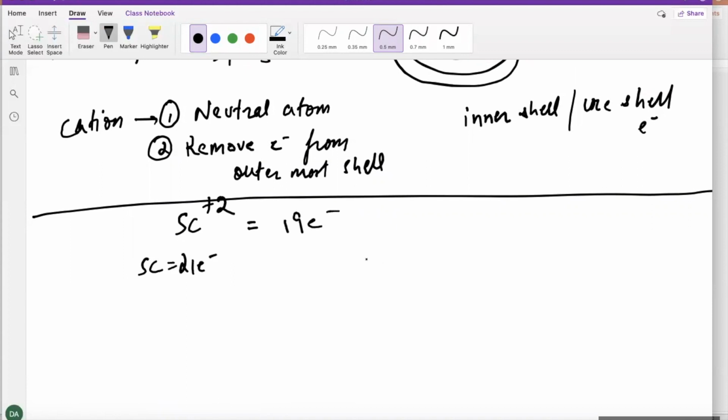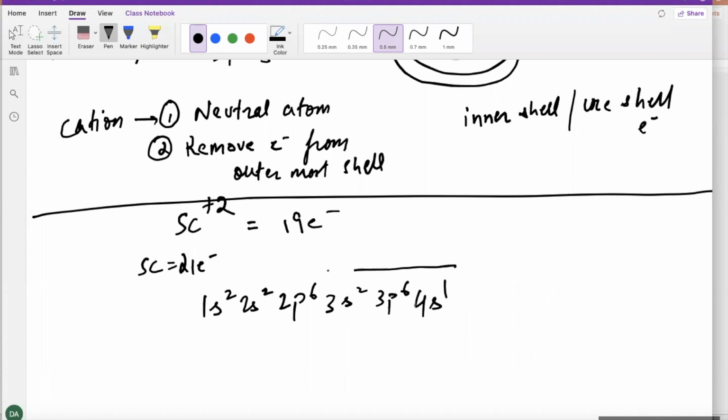So let's do one thing. With 19 electrons, let's write the electron configuration. Again, guys, I'm reminding you, this is the wrong way of doing it. Scandium plus 2 with 19 electrons will look like this: 1s2, 2s2, 2p6, 3s2, 3p6. This is 18 electrons so far: 2 plus 2 is 4, plus 6 is 10, plus 2 is 12, plus 6 is 18. And then I have just one more. So after 3s, 3p, technically I should go to 4s and put one electron there, 4s1.